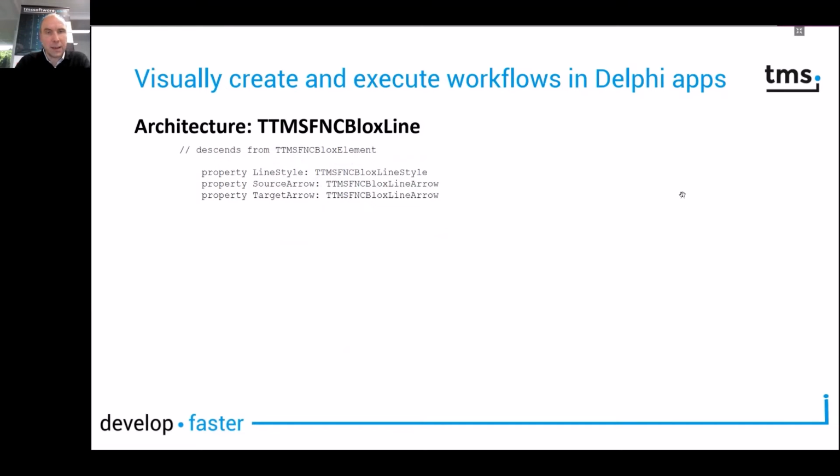If we have a look at the blocks line, as I said, this descends from the blocks element, and that introduces the line style, which can be a straight line or an arc line, a Bézier line. These are the kinds of styles that you can apply to a line. And then the line has a source and a target. You can also specify if you want to have arrows at the source or the target of the line in the blocks line element.